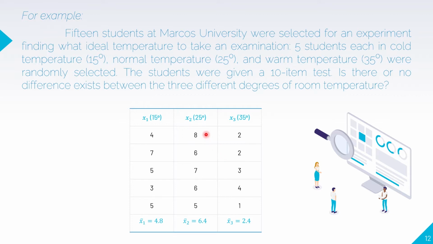First mean, and then in our 25 degrees column, we have 8 plus 6 plus 7 plus 6 plus 5 divided by 5. We have 6.4 as our second mean. And in 35 degrees, we have 2 plus 2 plus 3 plus 4 plus 5 plus 1 divided by 5. And we have 2.4 as our third mean.